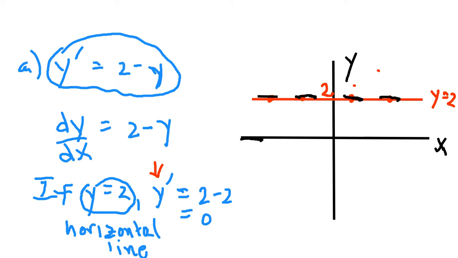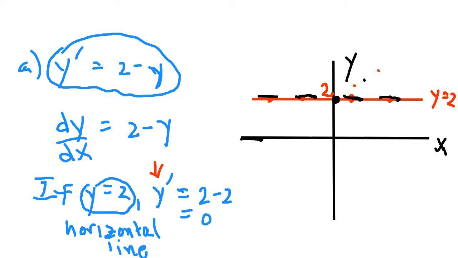So if we have an initial condition where y equals 2, doesn't matter what the x is, if we have an initial condition like that, then the solution is going to be that horizontal line y equals 2.